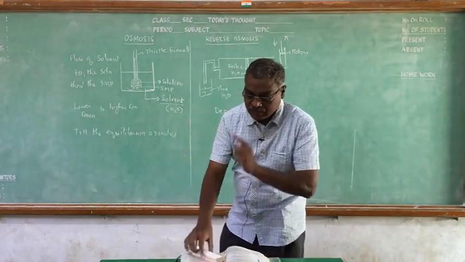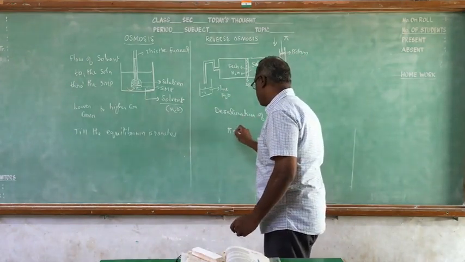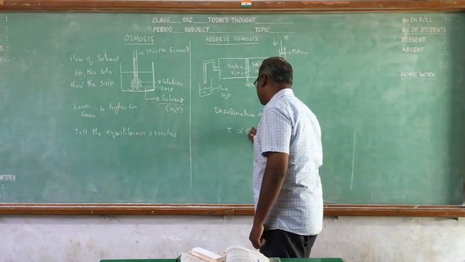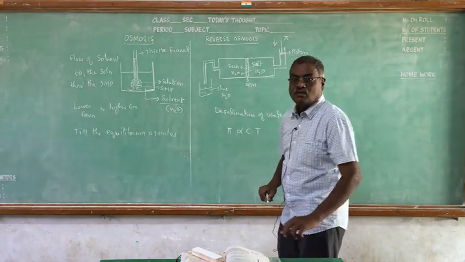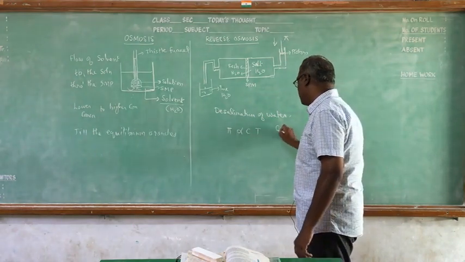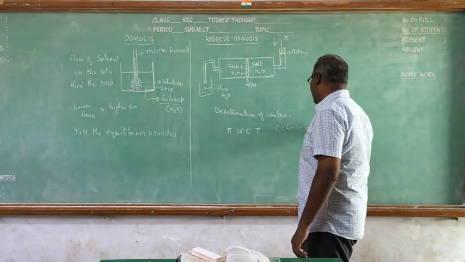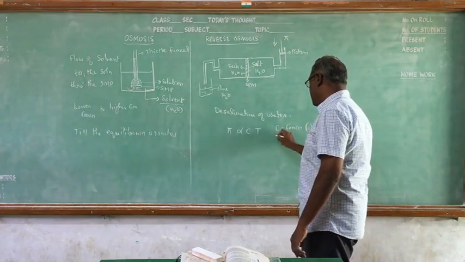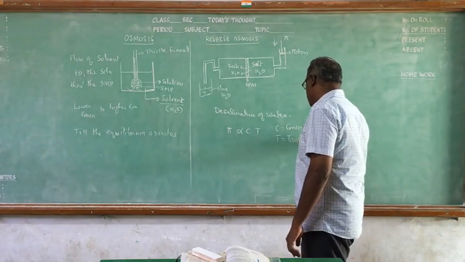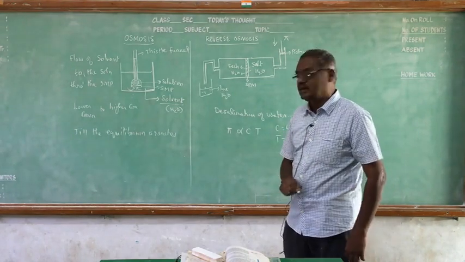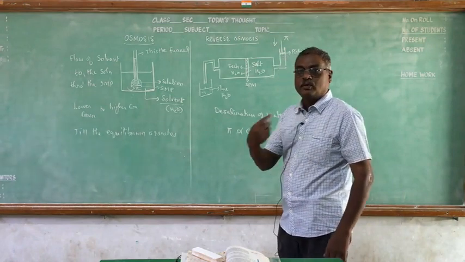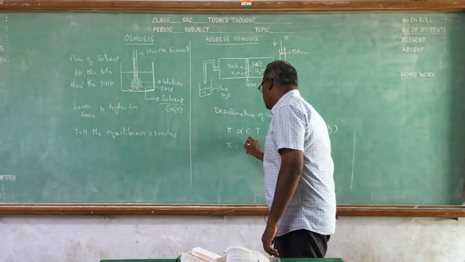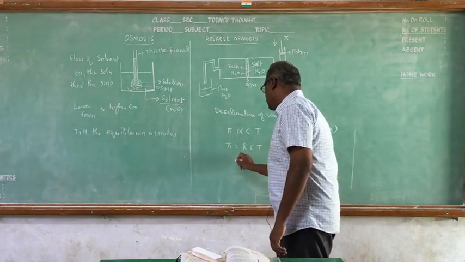Now here this pi is proportional to C and T. So what is C? C is concentration in molarity. T is the temperature in Kelvin. Suppose if I want to remove the proportionality, I have to put a constant. That constant is K. So pi equals KCT.